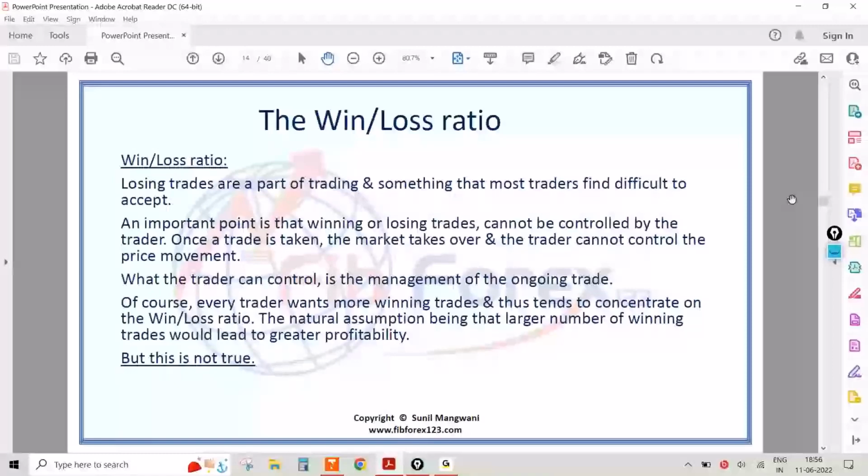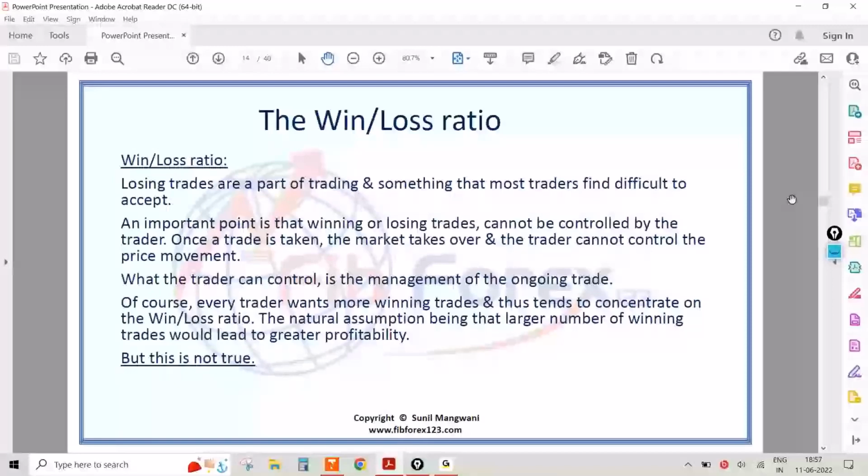So losing trades are definitely a part of trading, and something which most traders really find difficult to accept. Now, important point, and you and I are aware of this simple fact, that you cannot control a trade. Once you are in a trade, the market takes over, and you cannot control the price movement. You may be right in your analysis, you may be incorrect in your analysis, but the market takes over completely. What you can control is the management of the ongoing trade, right? So this is where your risk management policies come in.